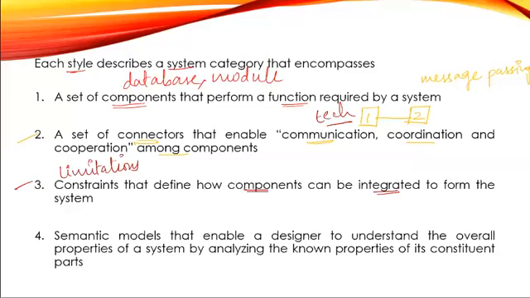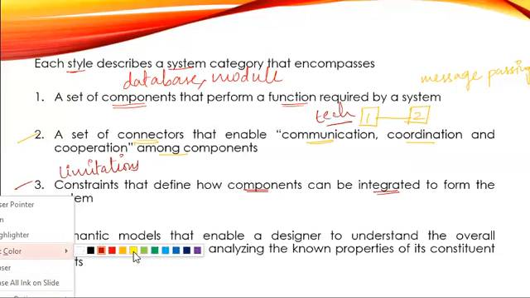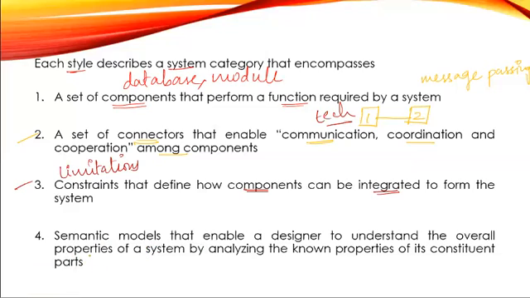Then the next one is the semantic model that enables a designer to understand the overall properties of a system. Now you're going to have a system. That system is going to tell you the overall properties, like when you're making a prototype. Within a prototype, what do you do? You make a system that is going to be similar to your end system. That is how your system is going to look when it is completely developed.